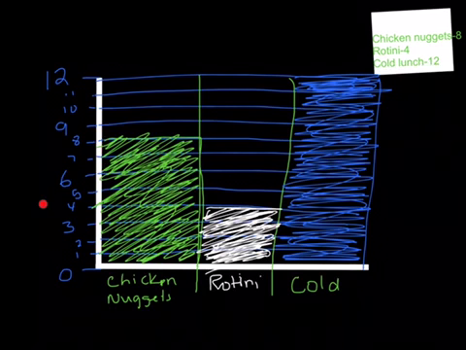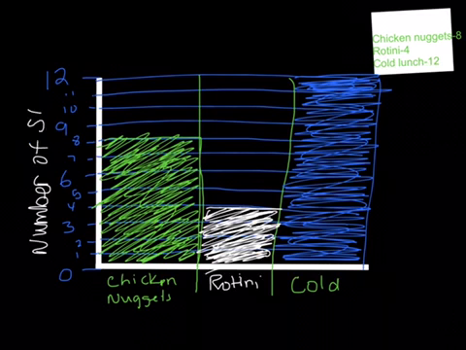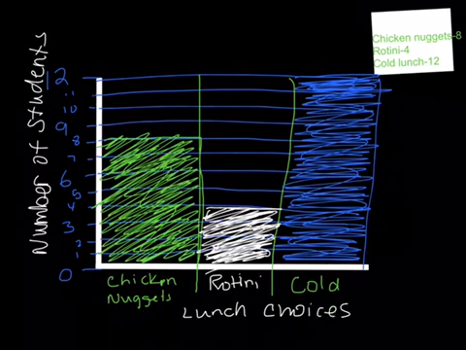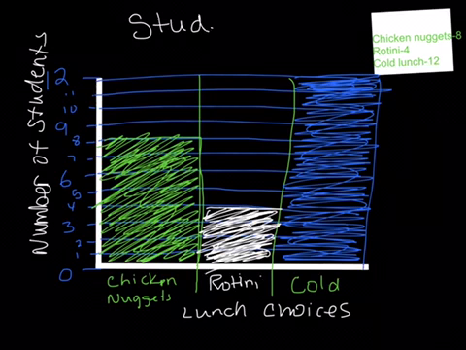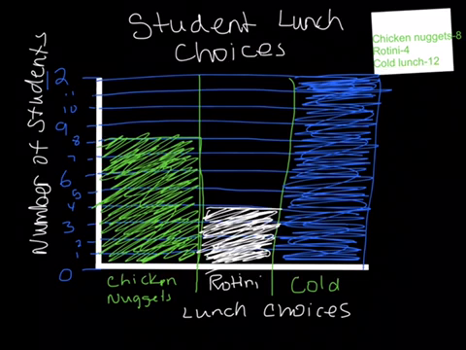So let's start with our y-axis. What do these values represent? They represent the number of students that made that choice. And then on our x-axis, what do these choices represent? You're right. These are the lunch choices. And then what about our entire bar graph? What's the title for our entire bar graph? Yeah, it's Student Lunch Choices. Make sure you have all parts of your bar graph on your whisk.